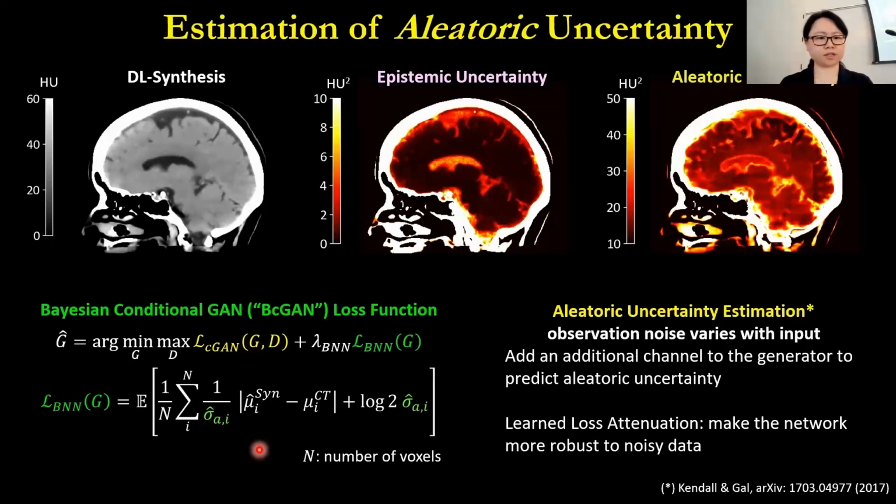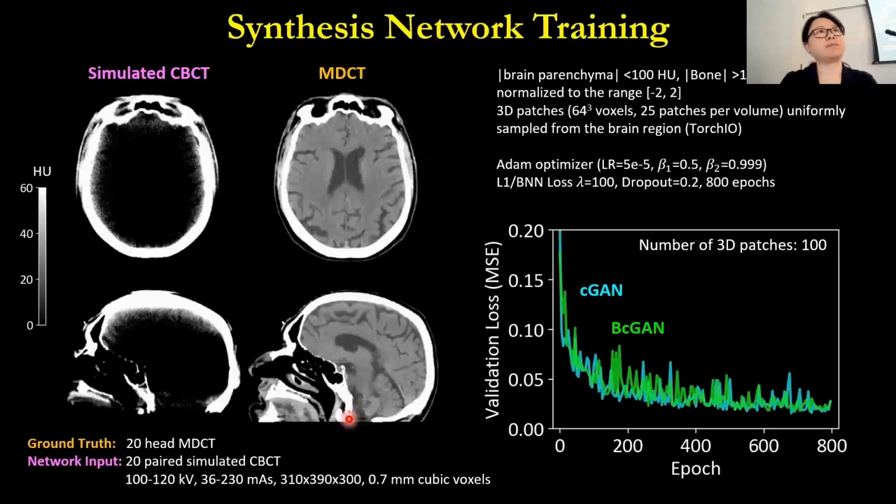And we call this modified version of the network the BCGAN. And we hypothesize that this BCGAN could have improved performance against noisy data. So we trained both CGAN and BCGAN with 20 paired CT and cone beam CT images that mimic the O-arm projections at various kV and mAs, and it's reconstructed with FDK at 0.7 millimeter voxel spacing.